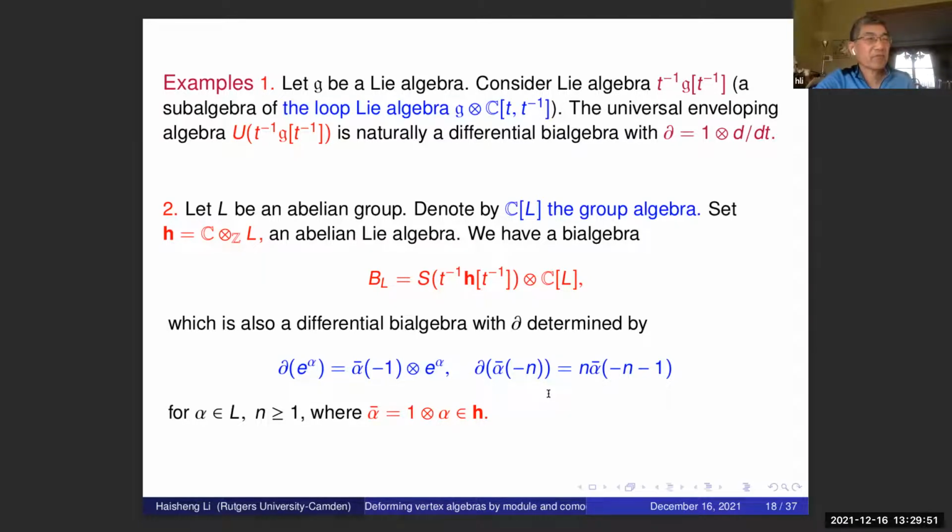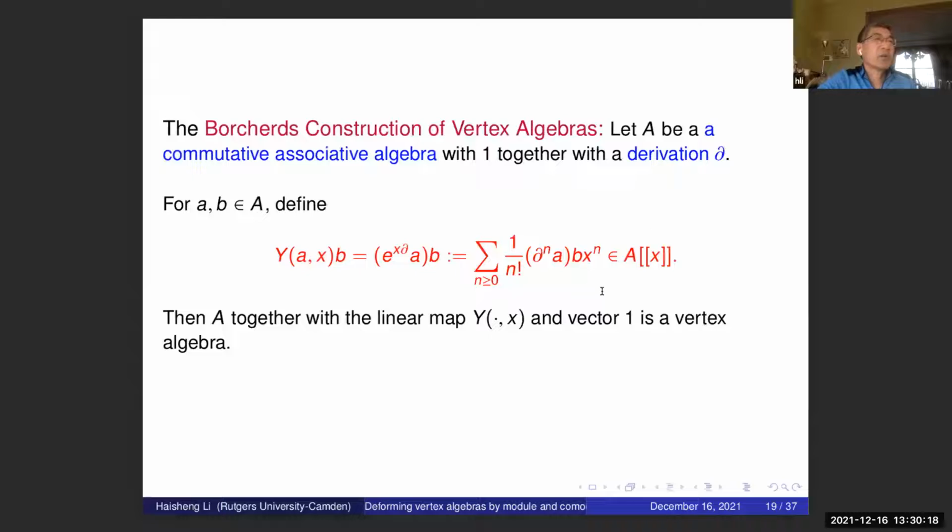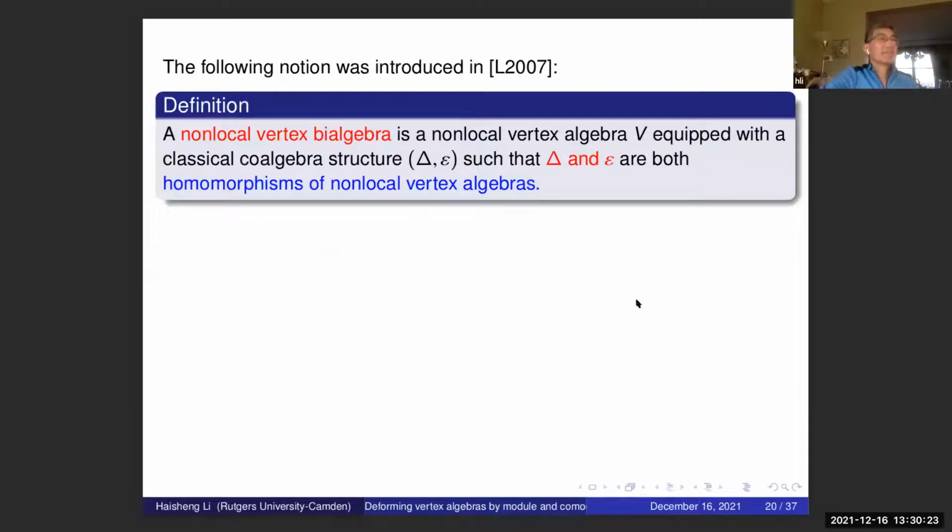Because for a lattice vertex algebra, we have this, so I just move on for that. So this is a very simple vertex bialgebra: two parts, the group algebra together with this symmetric algebra. And then, of course, here's Borcherds' construction of vertex algebra. We know that. So just quickly mention, if A is a commutative associative algebra with derivation, then that is Borcherds' construction. Then, okay, and then move on.